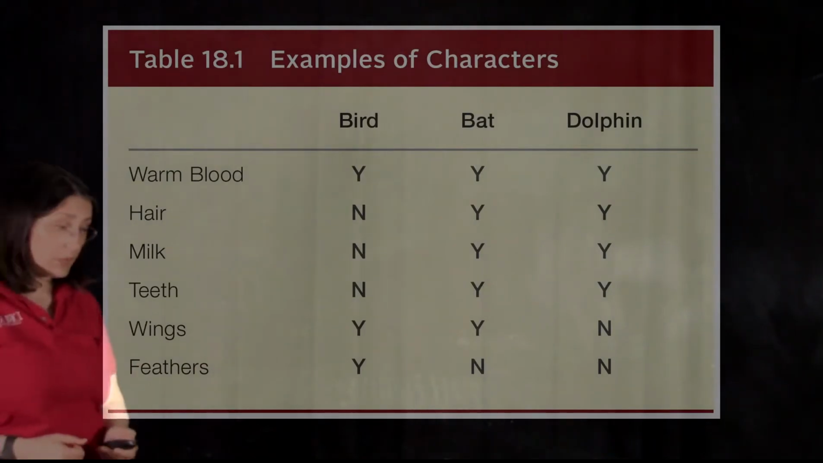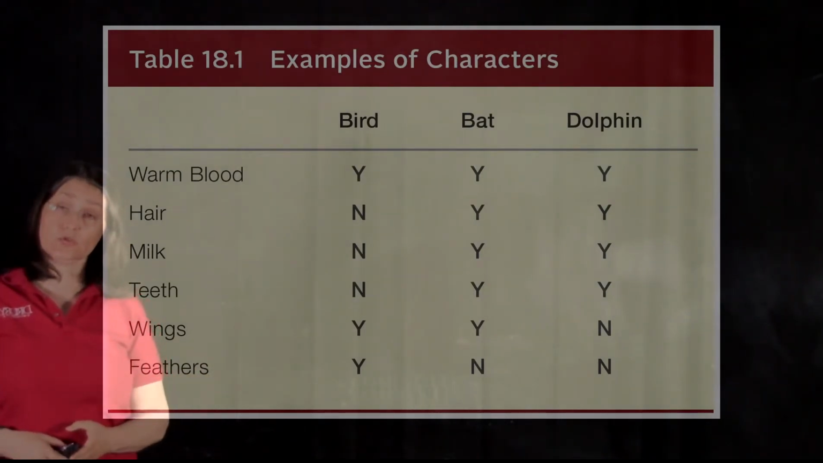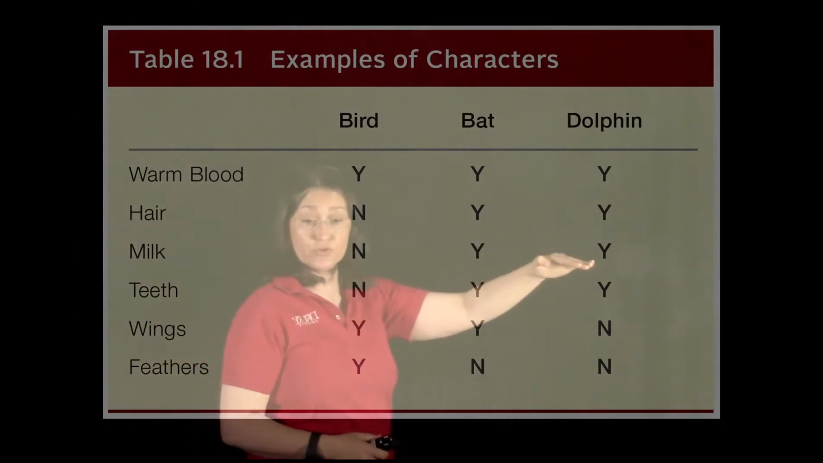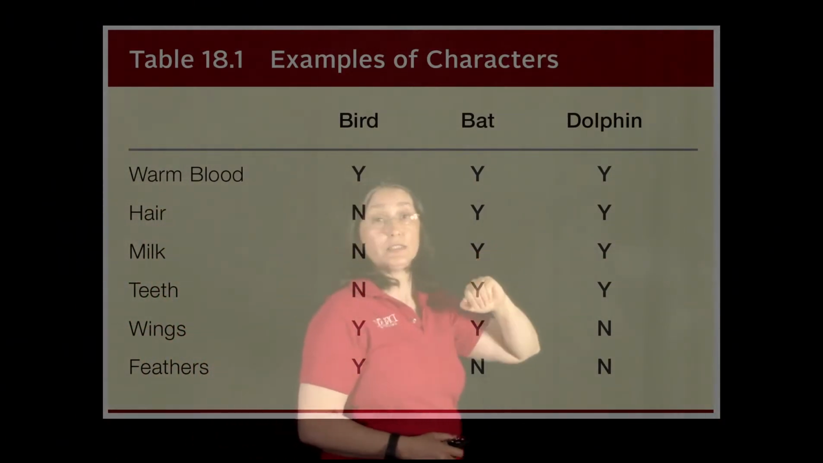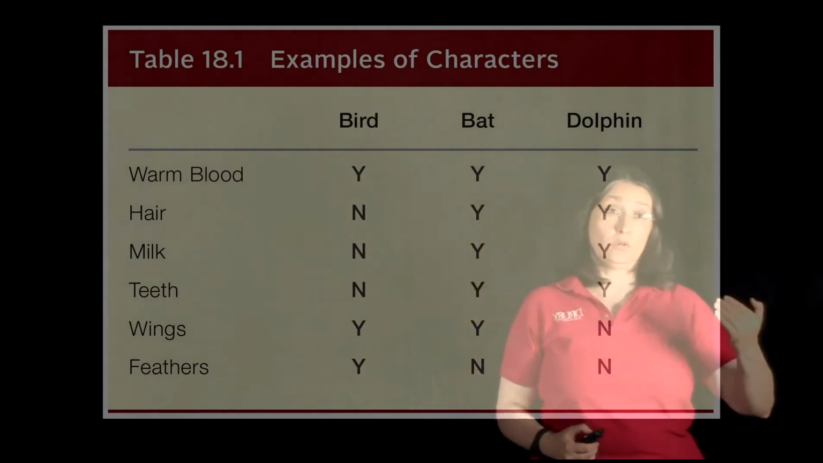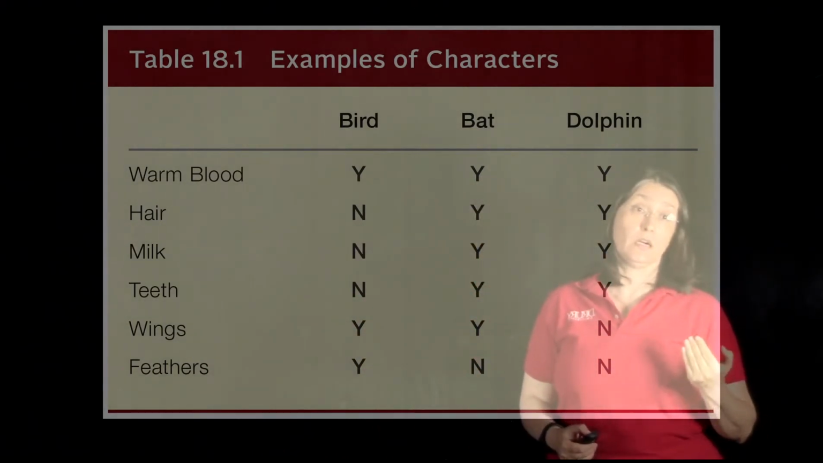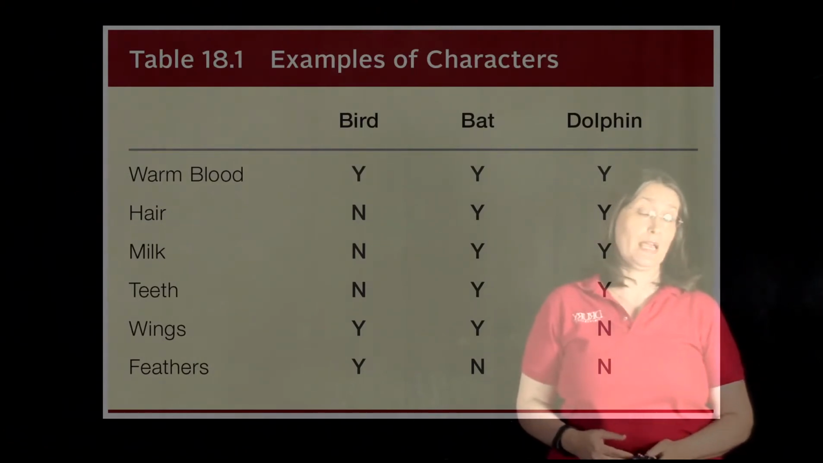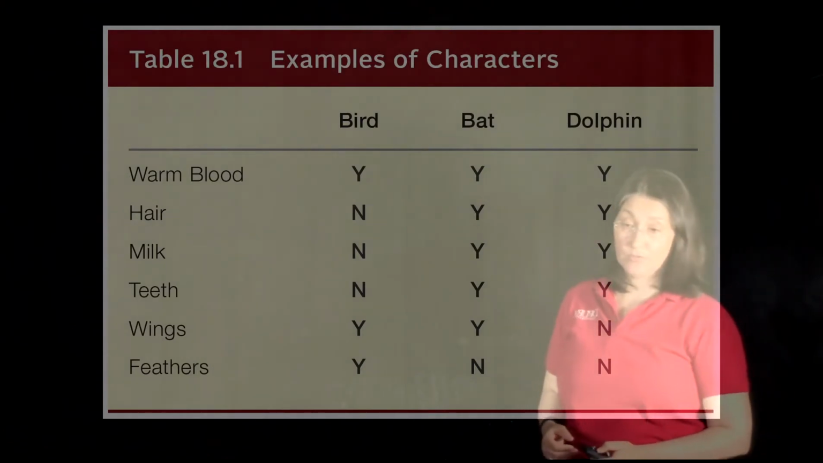themselves. But dolphins are mammals, and they're mammals because they have mammary glands that produce milk to feed their young. So a character, a heritable, measurable trait of mammals includes the presence or absence of hair, and they both have it.